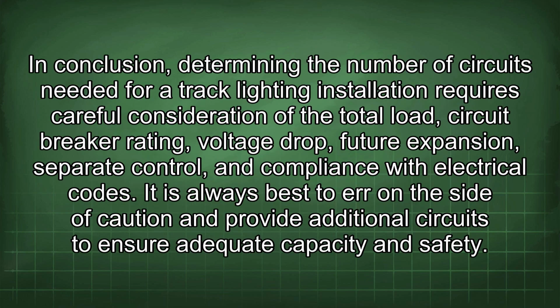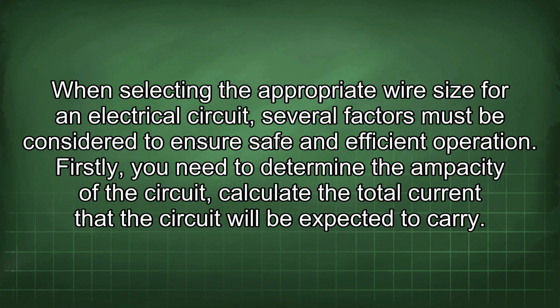In conclusion, determining the number of circuits needed for a track lighting installation requires careful consideration of the total load, circuit breaker rating, voltage drop, future expansion, separate control, and compliance with electrical codes. It is always best to err on the side of caution and provide additional circuits to ensure adequate capacity and safety.